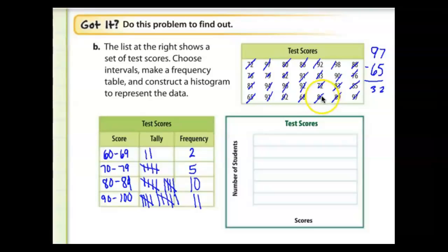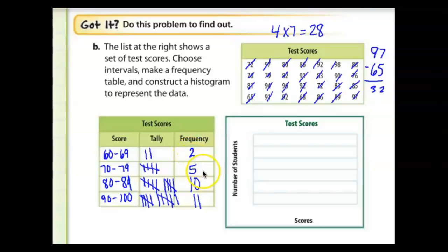Now, let's make sure that we actually did this correctly. This is 4 rows, and there were 7 in each row, so there should be 28 pieces of data. 2 plus 5 is 7, plus 10 is 17, and 17 plus 11 is 28, so I think we're on the right track. All right, so now we're going to create our scale here.